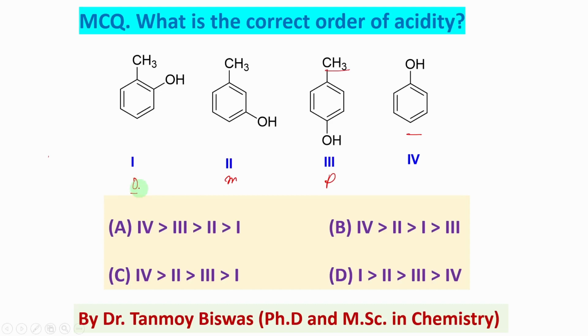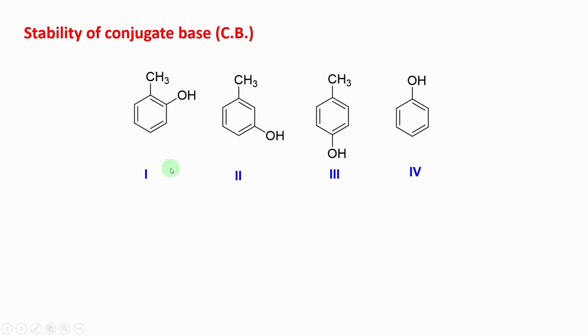What is the acidity? Whenever a question is given about acidity, you need to think of one thing: what is the stability of the conjugate base? Conjugate base means if you remove the proton, whatever negative charge or anionic part is remaining is called the conjugate base. Remember one thumb rule: the higher the stability of the conjugate base, the more acidic it is, meaning more protons will be released.